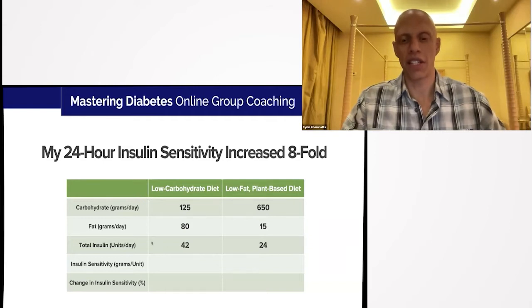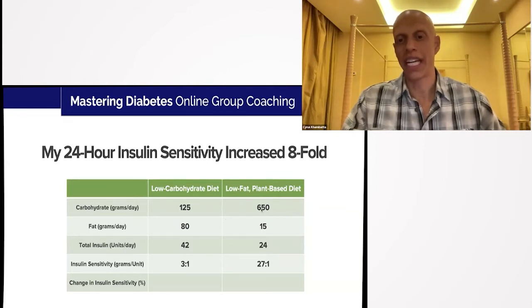So if you calculate your insulin sensitivity, okay, insulin sensitivity is basically the carbohydrate value on top, 125, divided by the total amount of insulin, 42. So effectively what you're asking yourself is, how much carbohydrate can you eat per unit of insulin? If you take 125 and divide it by 42, you end up with a number of 3. That means that at the very beginning of this process, every 3 grams of carbohydrate that went into my mouth required 1 unit of insulin.